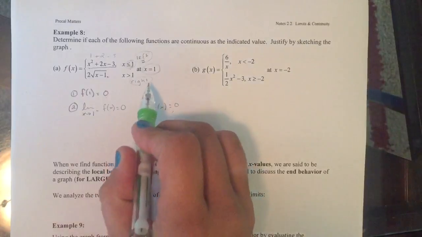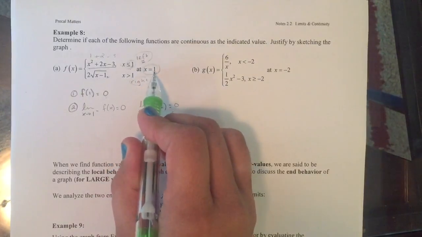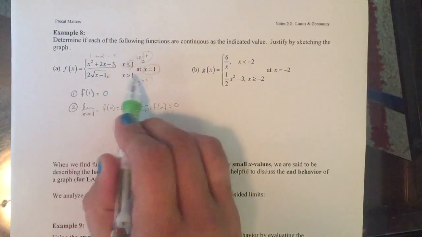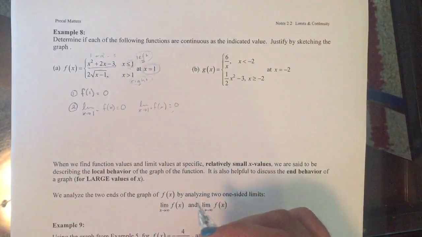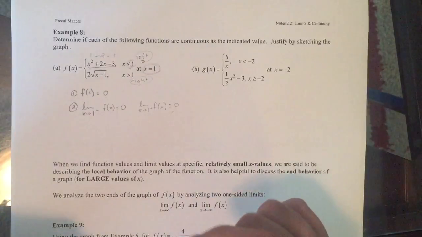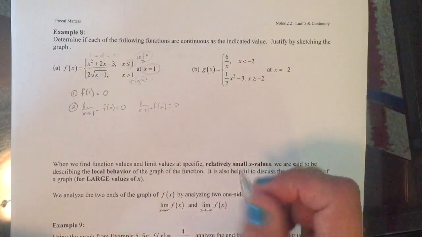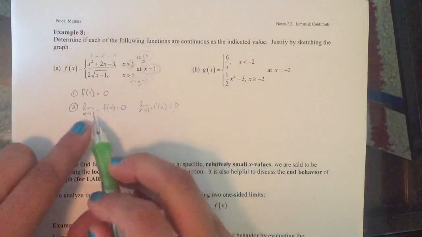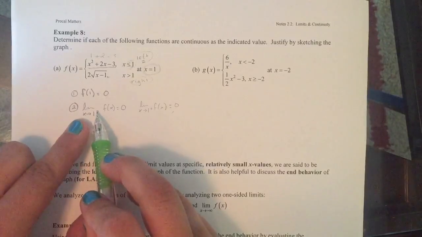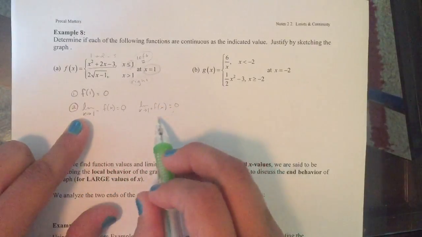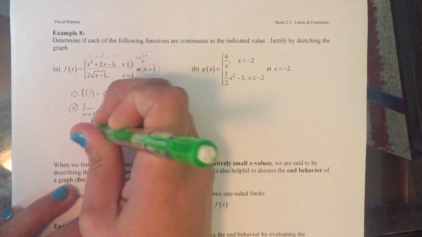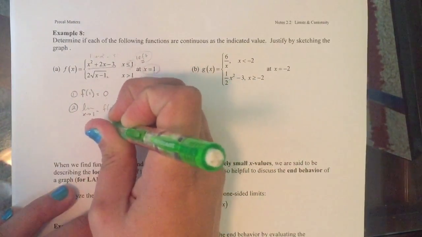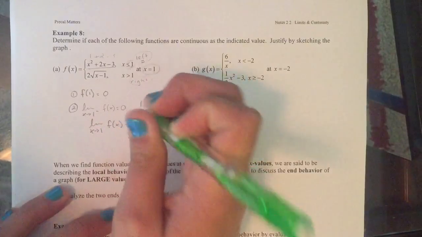Now, if they had asked me a number that was not 1, something that would have given me a negative square root, then we would have an issue, so we would have to look for issues with the domain like we talked about in 2.1. But it didn't work out that way. So I've got the limit as x goes to 1 from the left is 0, and the limit as x goes to 1 from the right is 0. Therefore, I could say that the limit as x goes to 1 in general is 0.